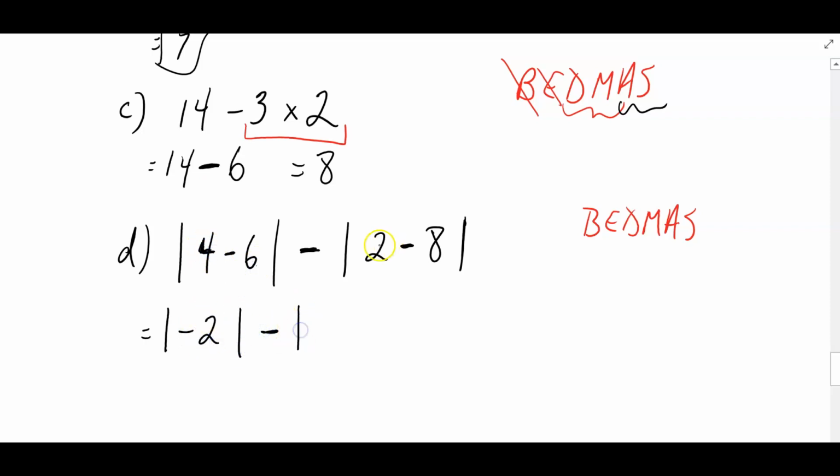Subtract the absolute value of 2 subtract 8, -6. Okay. Now, before we do this subtraction, we should find out what these values actually represent. And the absolute value of -2 is 2. Subtract the absolute value of -6, which is 6. Now we will do 2 subtract 6, which is equal to -4.